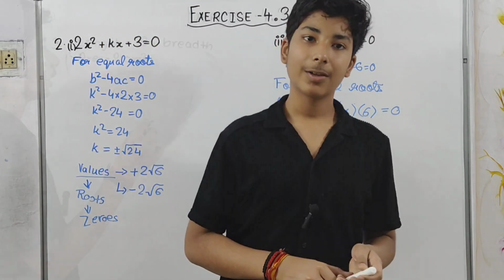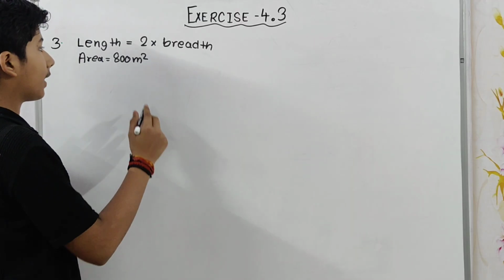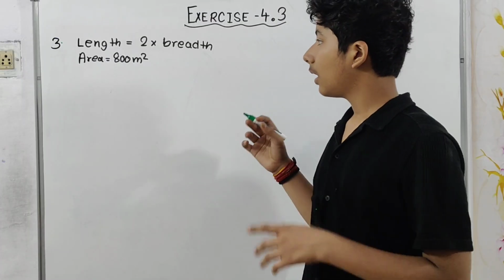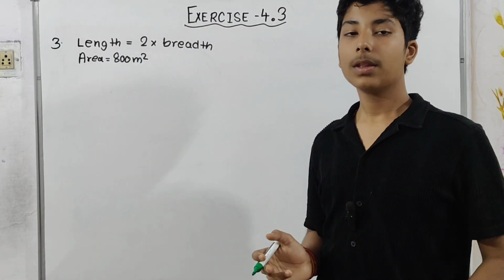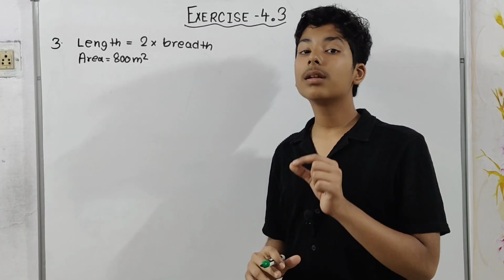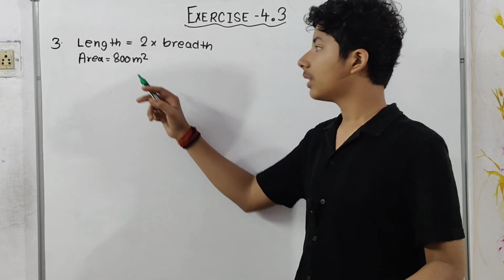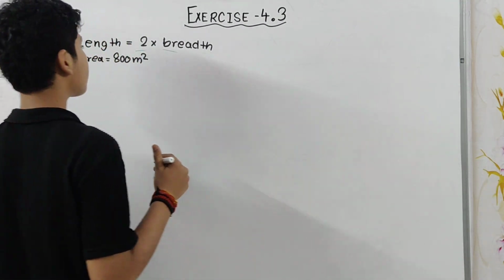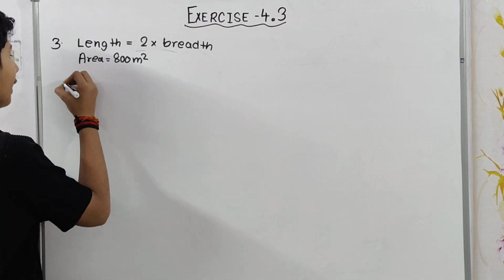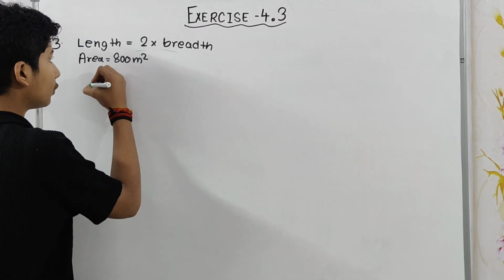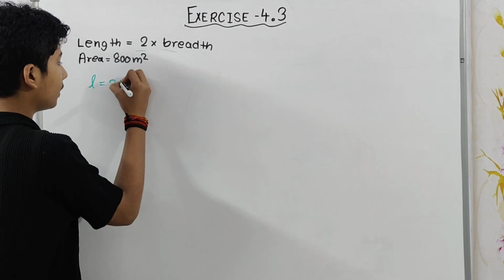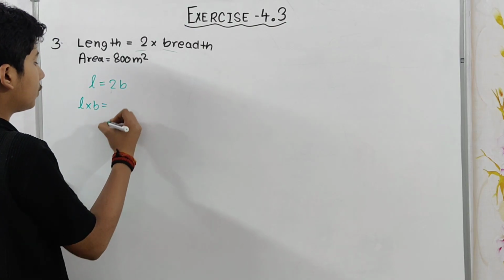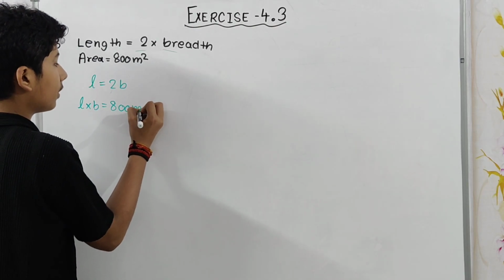Now we'll continue with our third question. Now here length is twice its breadth, and it is asked that there is a mango grove whose area is 800 meters square. Now we have to find whether it is possible to design that mango grove with length equal to twice the breadth. Okay, so let's find out. Firstly, we have to design an equation. Length equals 2 into breadth. So L equals 2B. Now area means L into B equals 800 meters square.